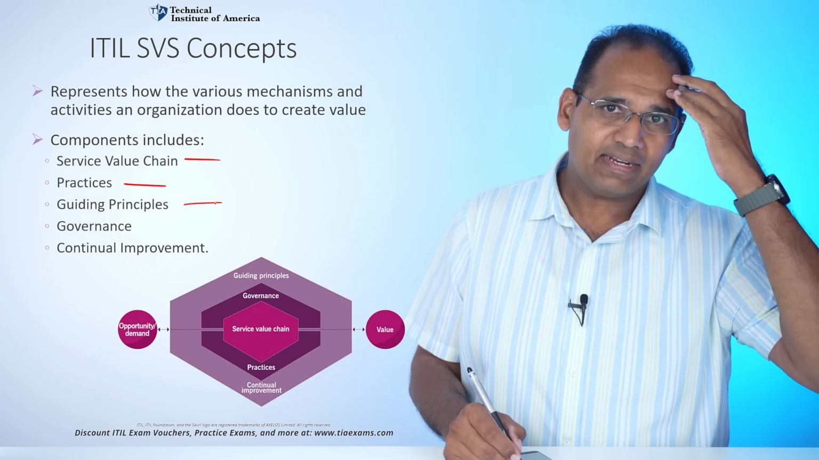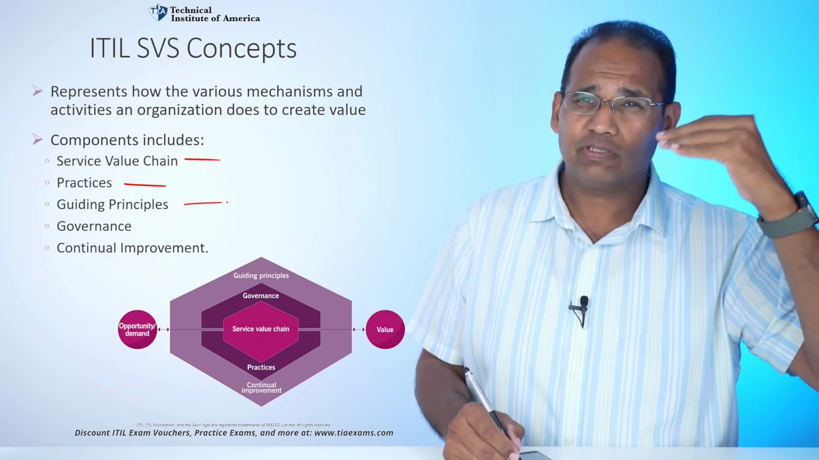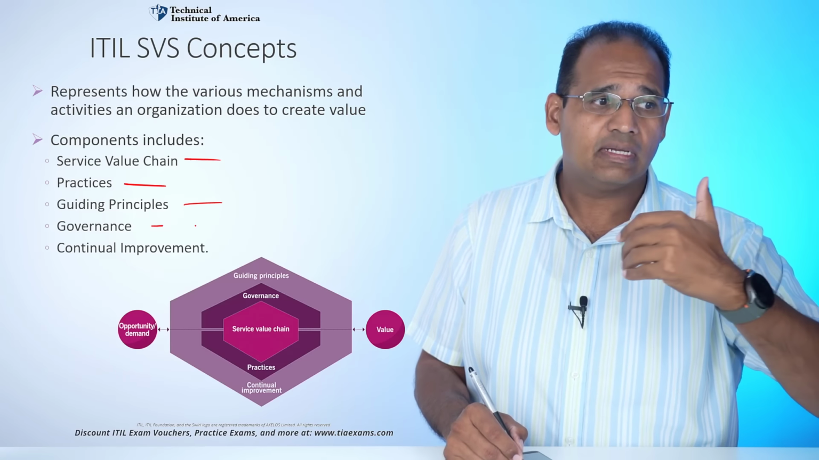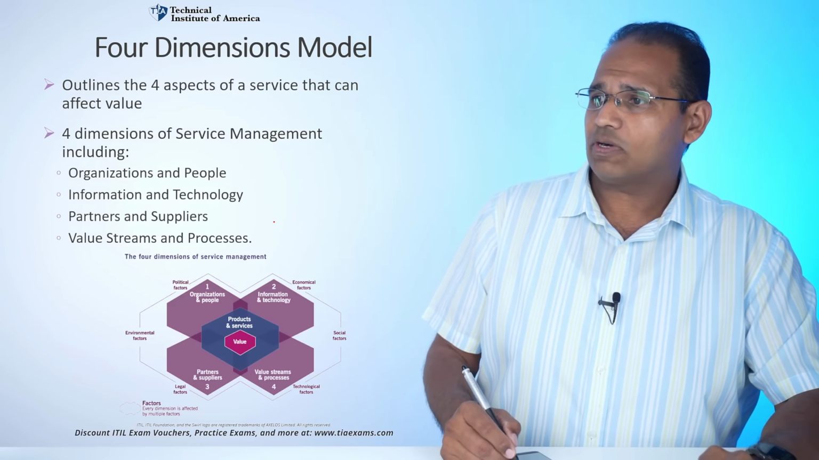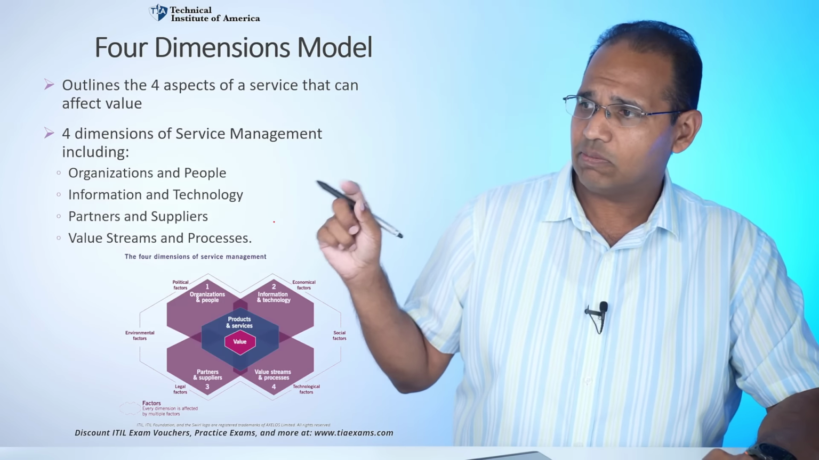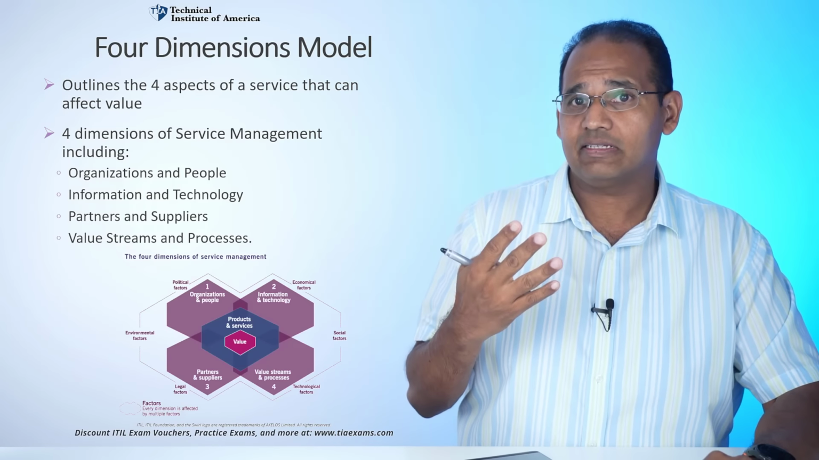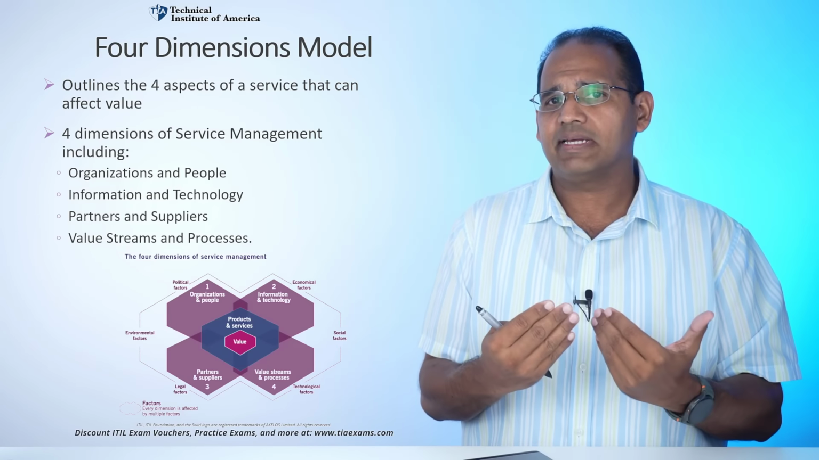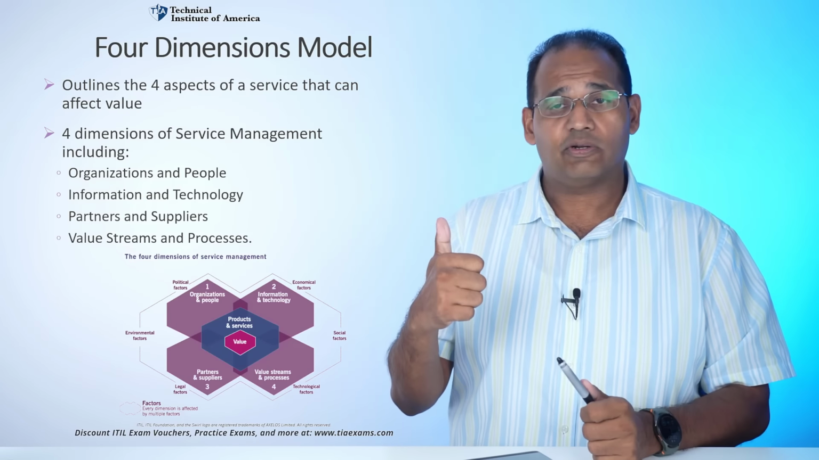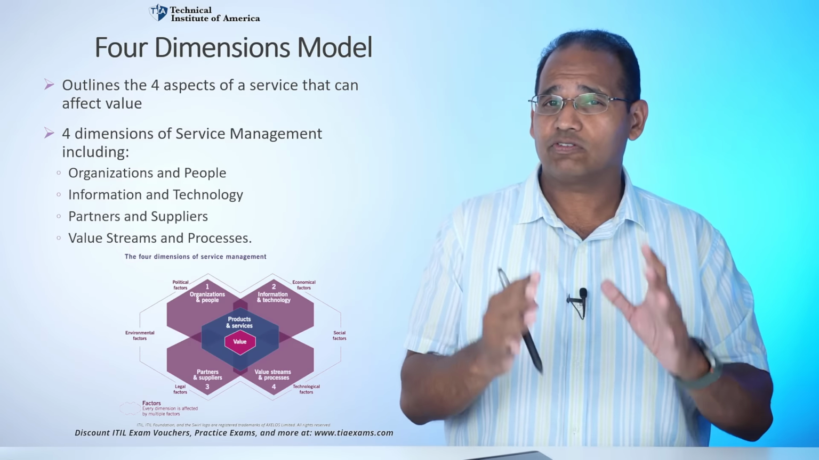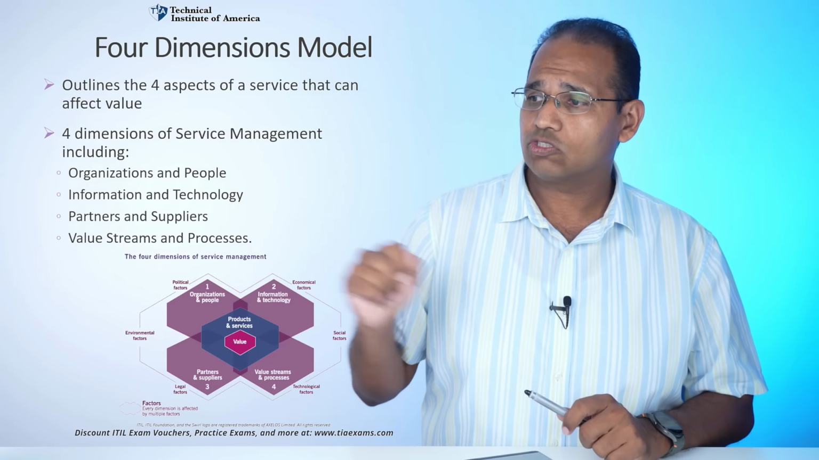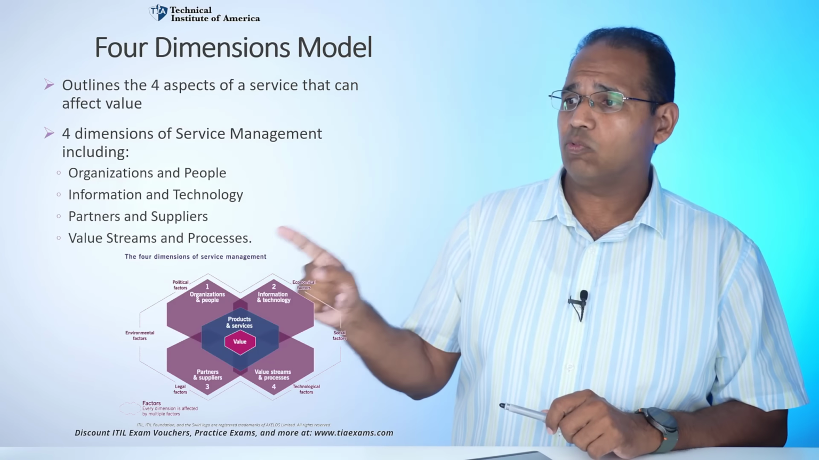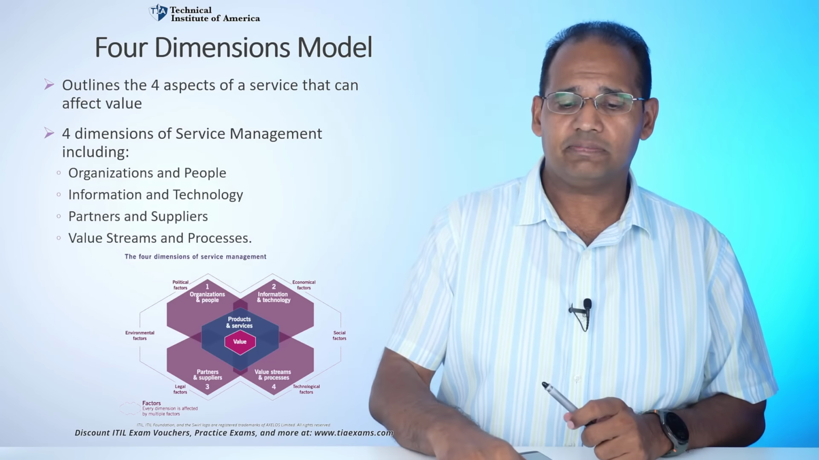We must have guiding principles, the ways and methods we create, manage, and deliver services. How do we manage the services? How do we improve them? The 4 dimensions, we just went over this. Remember, the 4 dimensions has 4 main things. Anytime you think of service management, think of 4 things. The organizations and people that are involved to create and deliver those services, the technology we're going to be using, the external suppliers and partners, and the processes we're going to be following.